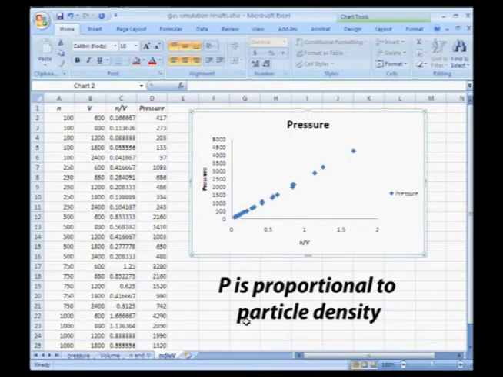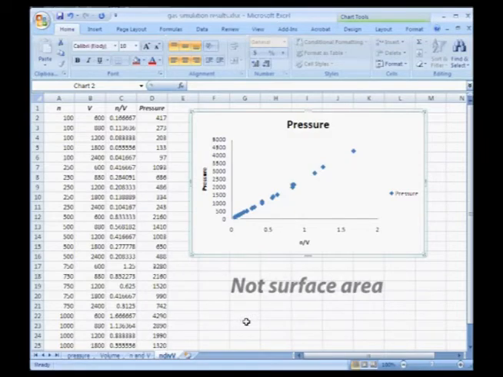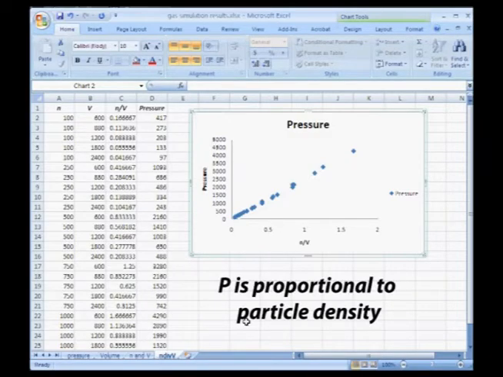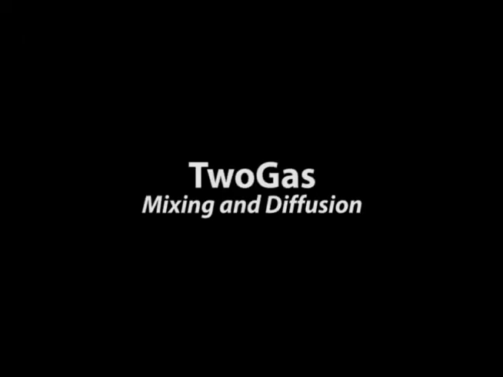You'd think it might be proportional to the surface area of the box because pressure comes from particles colliding with a wall. The more wall, you'd think there'd be more pressure, but that would be wrong. It's particle density, no matter how capacious the wall is.